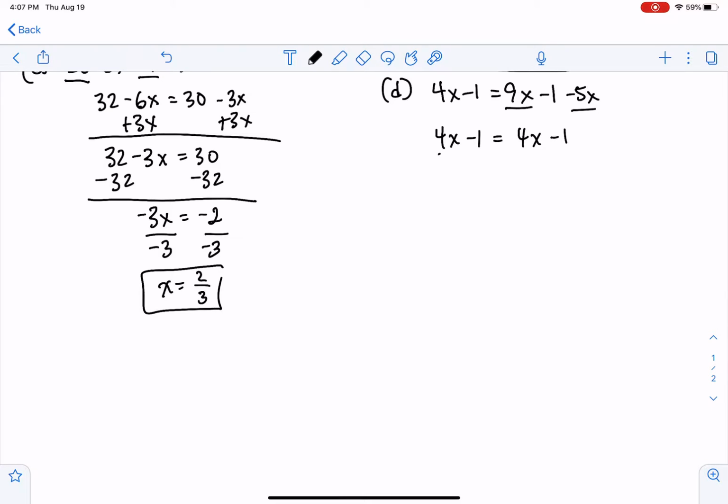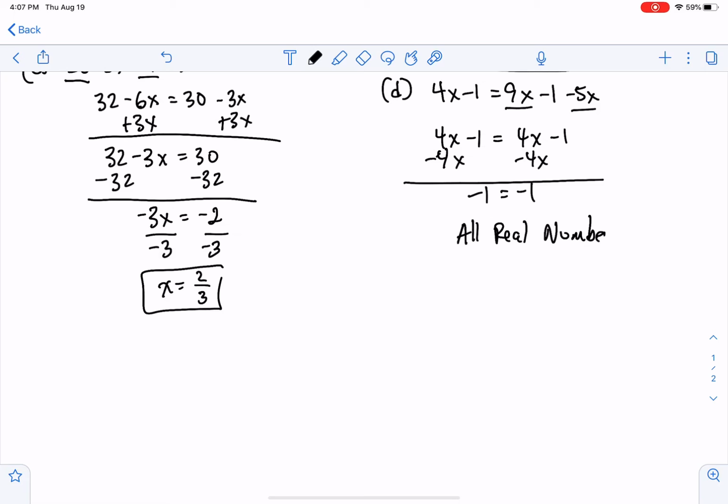And we can already see what's going to happen. If I subtract 4x from both sides, I get negative 1 equals negative 1. And I ask myself, when does negative 1 equal negative 1? And that's all the time, right? So the answer to this is all real numbers. And what that means is that any value you put in for x is going to make that equation true, right? Any value.